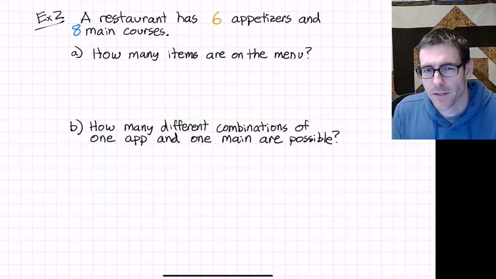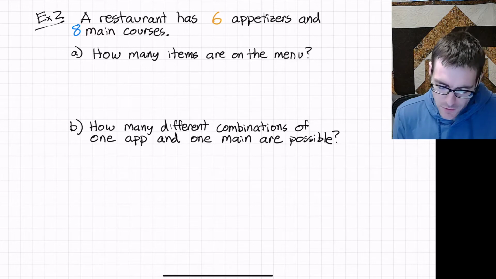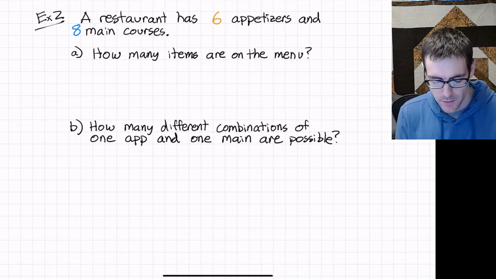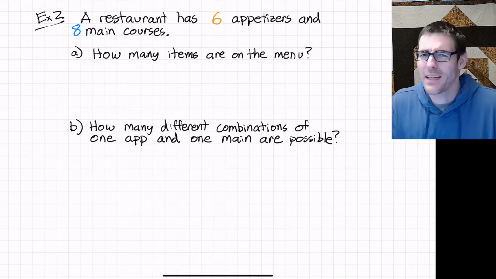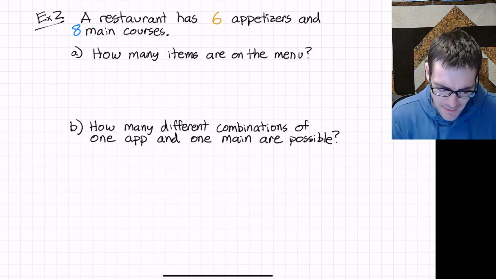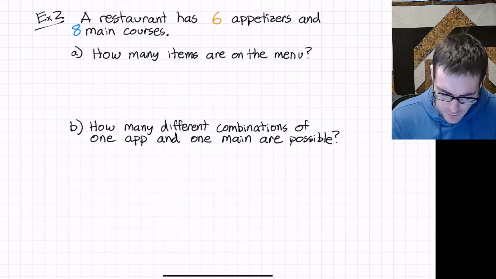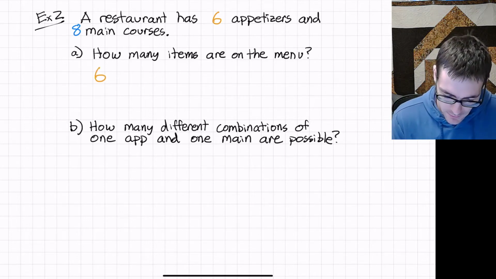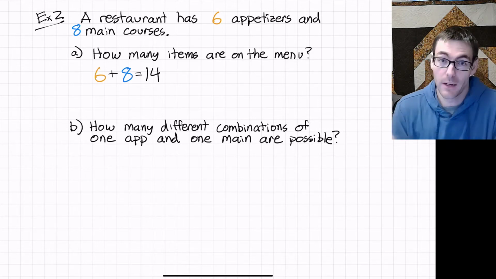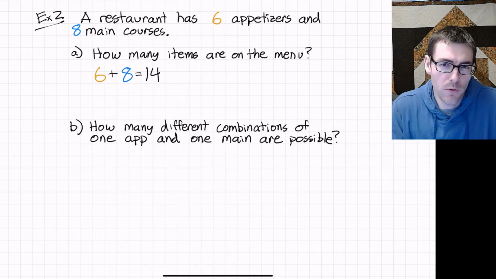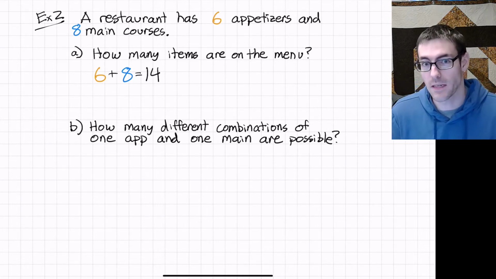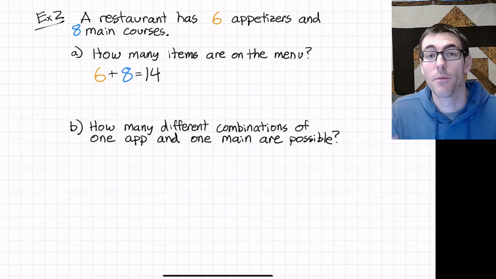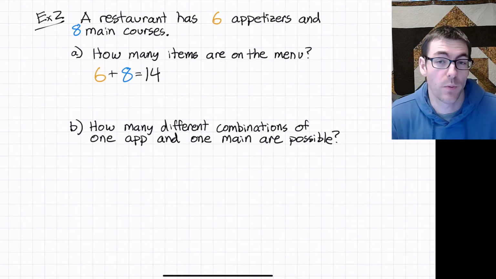Let's take a look at another example. So say that a restaurant has 6 appetizers on its menu and 8 main courses. So one question we can ask is, how many items are on the menu in total? And this is not meant to be a trick question. So if there are 6 appetizers and 8 main courses, then in total there are 14 items on the menu. So I want to walk through a couple of implicit assumptions that we made when we answered 14 to this question. The main one is that we assume that there's no overlap between these two sets.